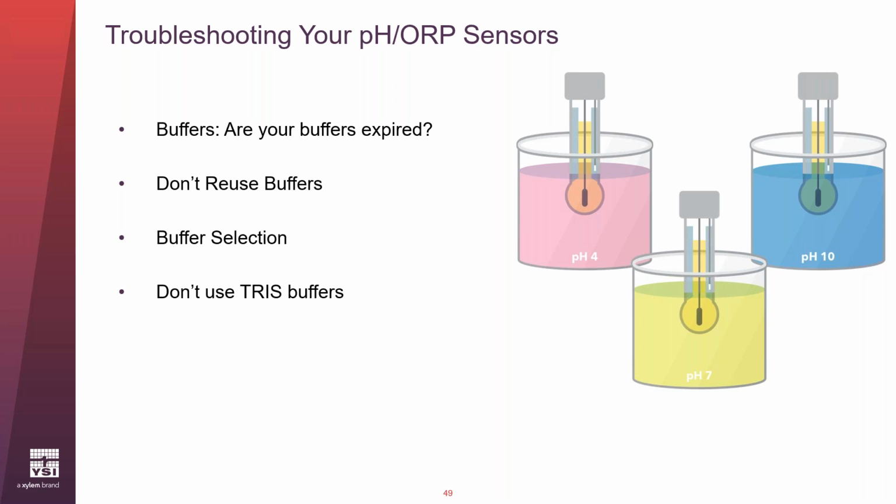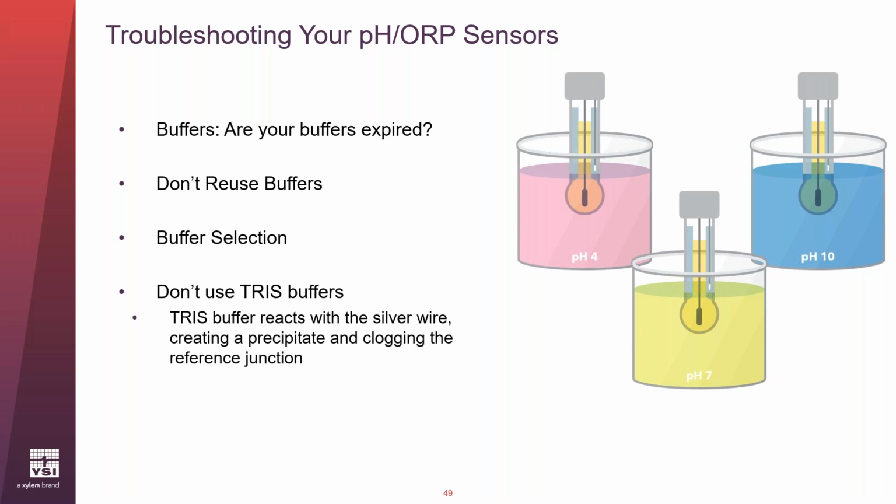Don't use TRIS buffers. They're not intended to be used with environmental pH probes. TRIS buffer literally reacts with the silver wire, creating a precipitate, clogging the reference junction, and you may think it may appear to be working for a short amount of time, but that will quickly stop. So don't use TRIS buffers, not with environmental probes anyway. You have to use a very specific TRIS probe in order to do that.